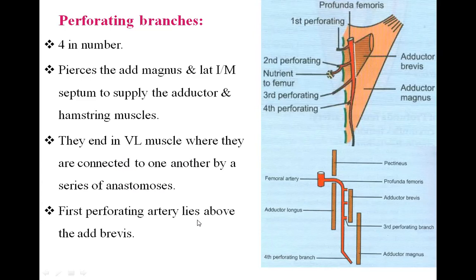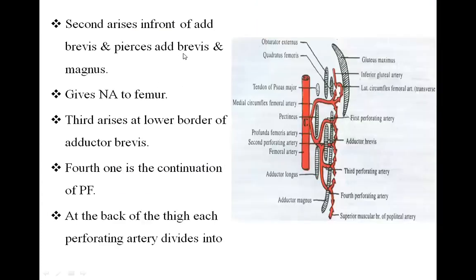First perforating artery lies above the adductor brevis. Second arises in front of the adductor brevis and pierces the adductor brevis and the magnus muscle. It gives nutrient artery to the femur. So the second perforating artery will give the nutrient artery to the femur. Then third perforating artery arises at the lower border of the adductor brevis muscle. Fourth one is the continuation of the profunda femoris.